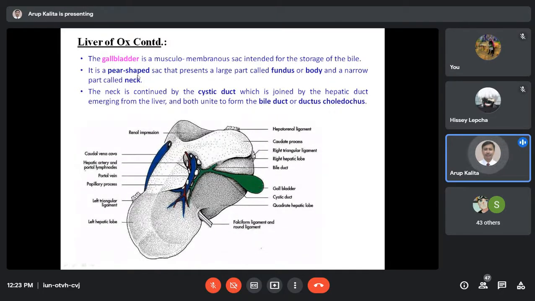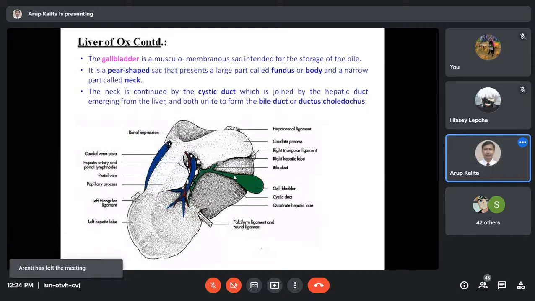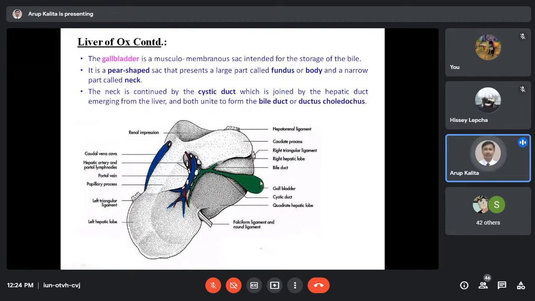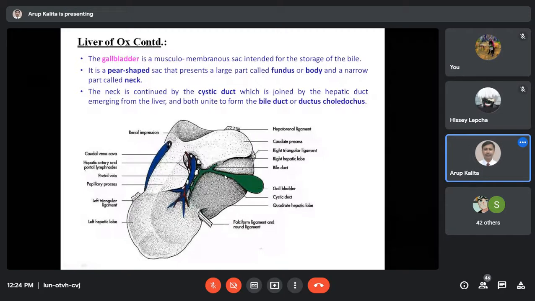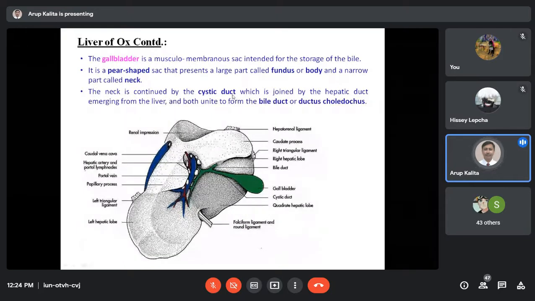It is a pear-shaped sac that presents a large part called the fundus, or body, and a narrow part, which is the neck. So the gallbladder has two parts: one is the fundus or body, and this is called the neck of the gallbladder. Now, the neck is continued by the cystic duct.